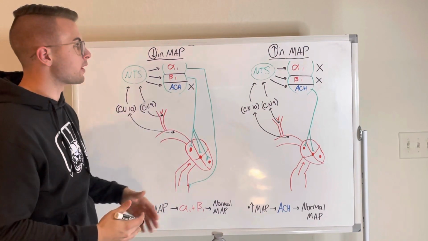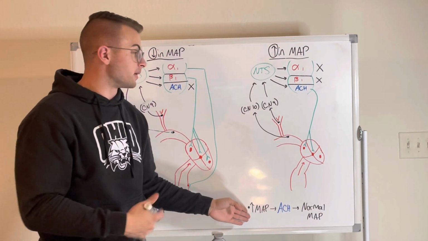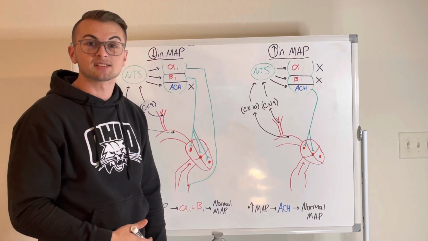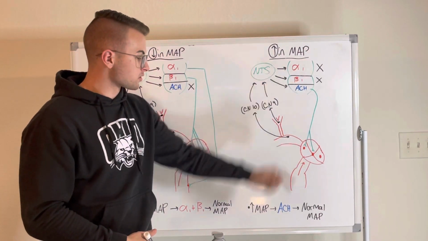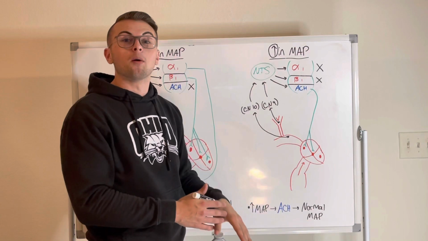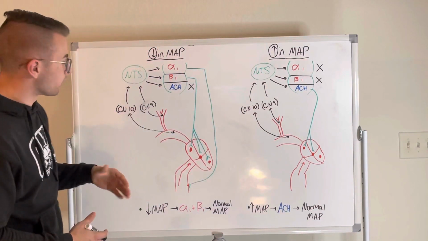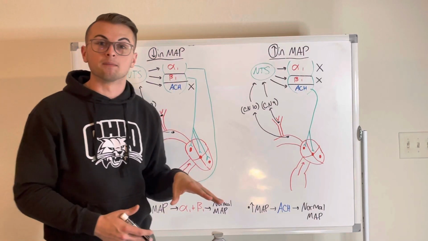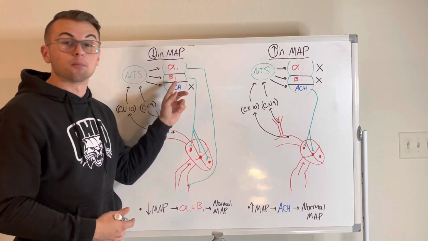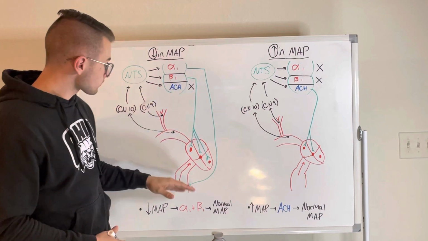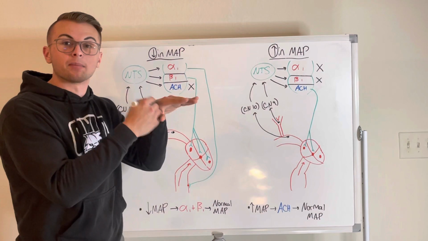Well, what happens when we have an increase in MAP? Very simply, an increase in MAP means that our baroreceptors are going to detect this. They're going to tell our blood pressure centers, and then our blood pressure centers are going to work together to bring our MAP back down to that normal set point. Now, what happens when our MAP falls below the set point? Well, our baroreceptors are going to tell our blood pressure centers that our MAP is too low, and they're going to do everything they can to bring it back up.